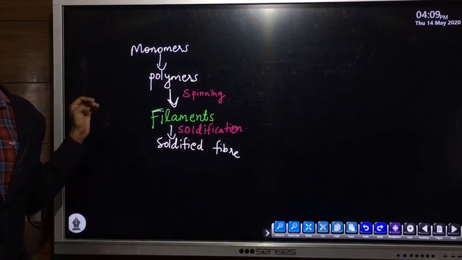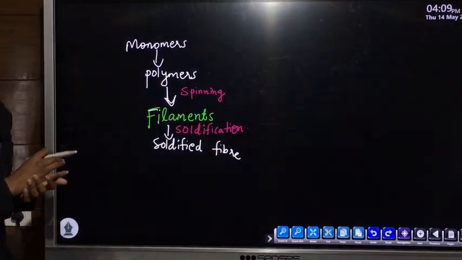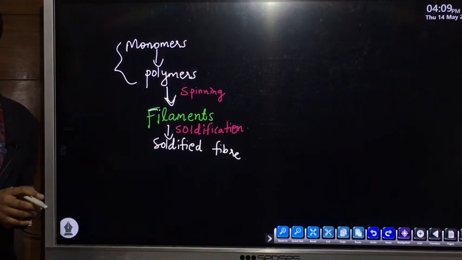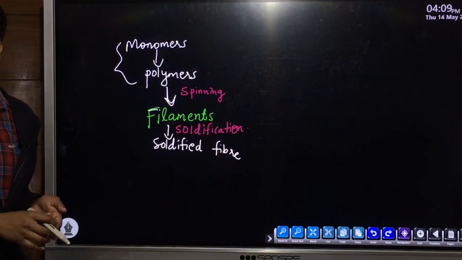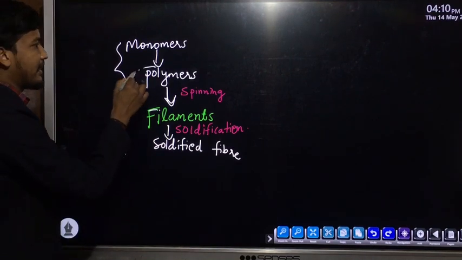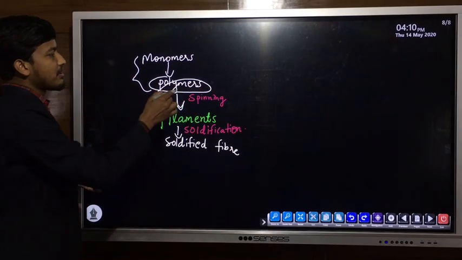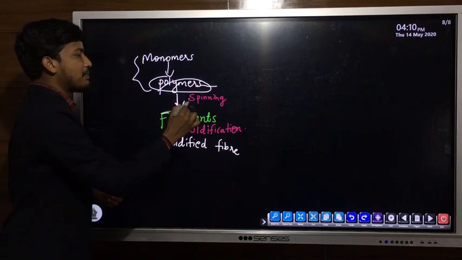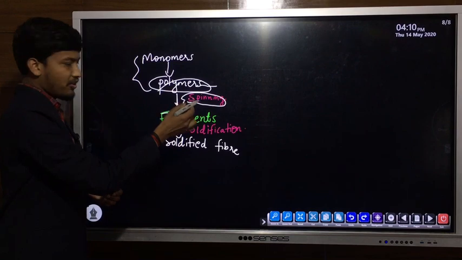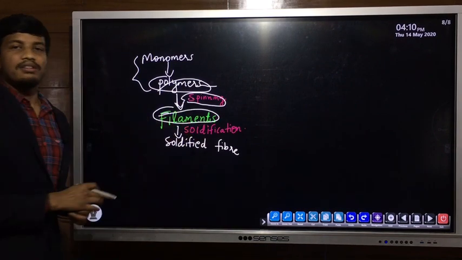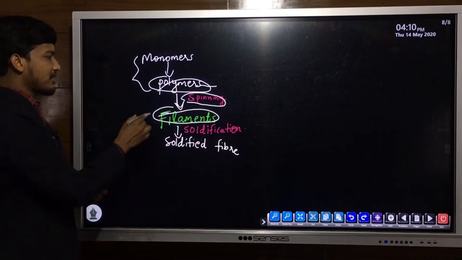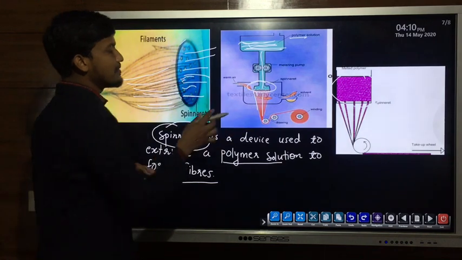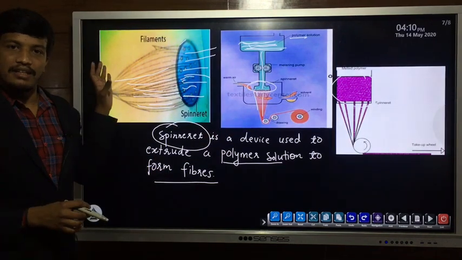So we can conclude the preparation of synthetic fiber. When you mix the chemicals required for the preparation of synthetic fiber, we will get a polymer solution. And this polymer solution is then passed through the spinneret. That process is called spinning. We will get the fiber in the form of filaments. And we know that in this step, the fiber which is obtained from the spinneret will be in the form of liquid.